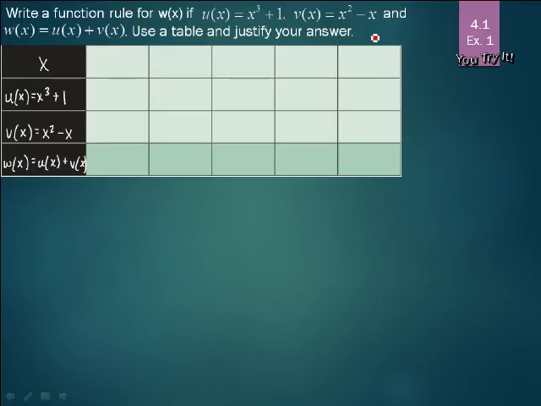Write a function rule for w of x if u of x equals x cubed plus 1, v of x equals x squared minus x, and w of x equals u of x plus v of x. Use a table and justify your answer. Okay, so let's go ahead and fill in our table.